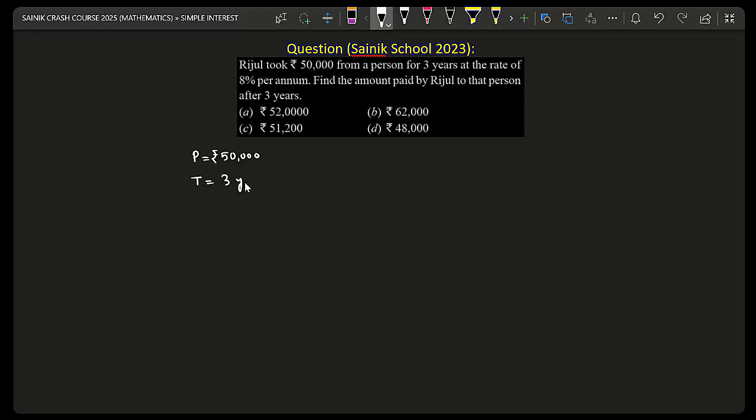And what is 8%? Sir, rate of interest per annum. Rate of interest is 8% per annum. And what we need to find? Sir, interest. Read the question properly. Sir, amount. Find the amount. So how will you find the amount? Sir, interest plus principal. Yes, that means you need to first know interest, right?